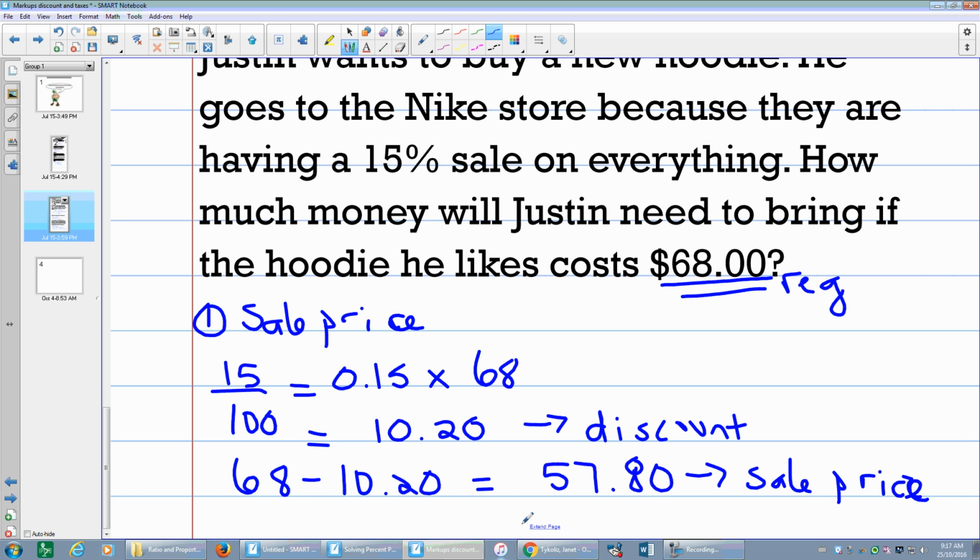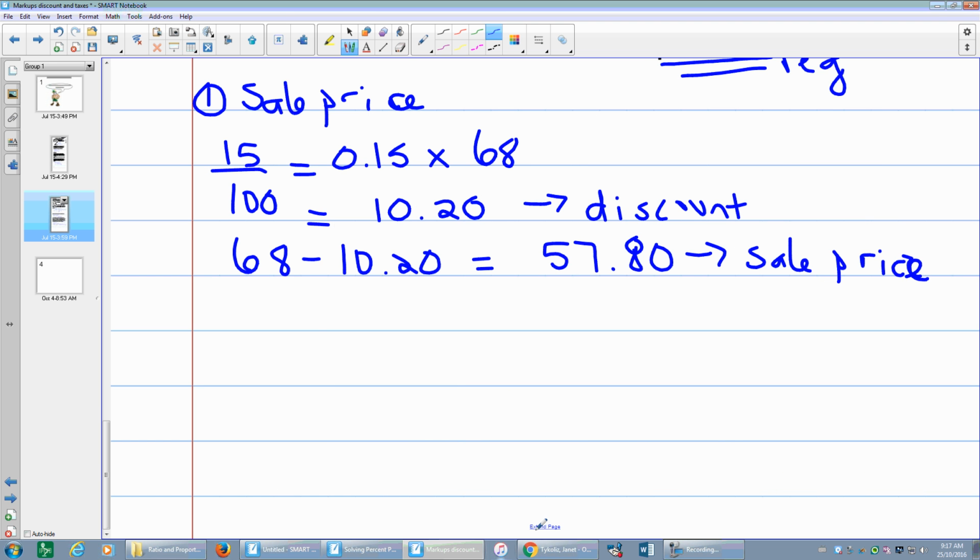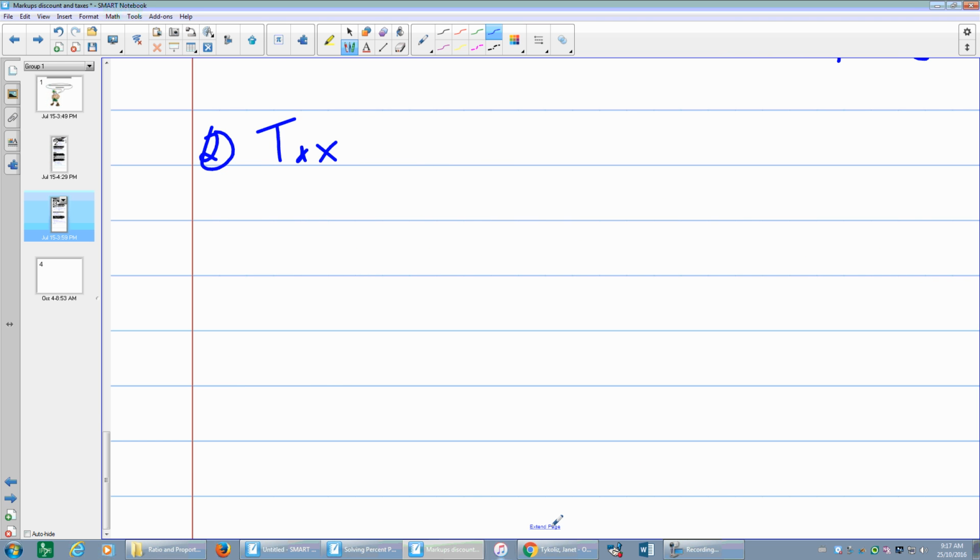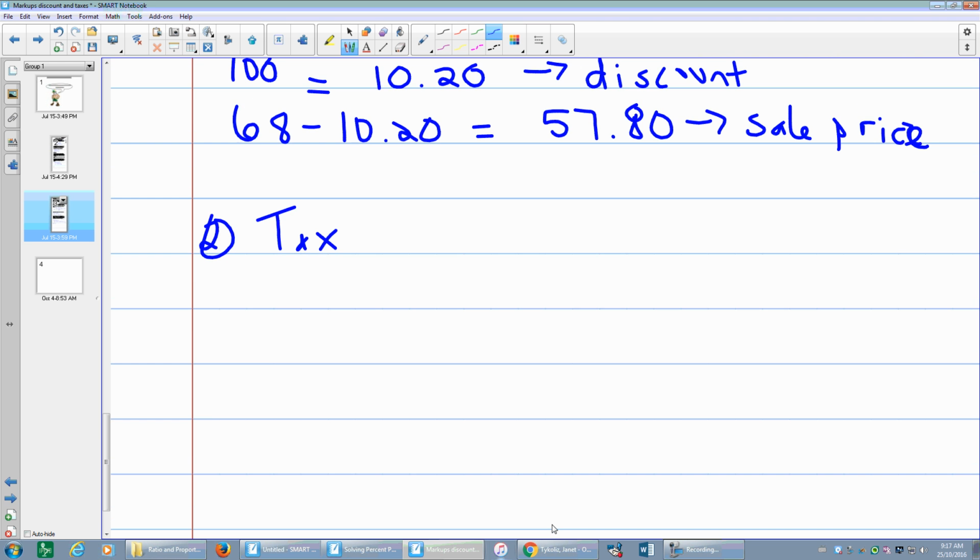Okay, I'm not done there. I figured out what the sale price is. My next step is I have to find the tax. So in order to figure out the tax, again, I know tax in Ontario. Unless it doesn't specify, we're always going to assume it's Ontario. 13 over 100, which gives me 0.13. And I'm going to multiply that by my sale price, $57.80.